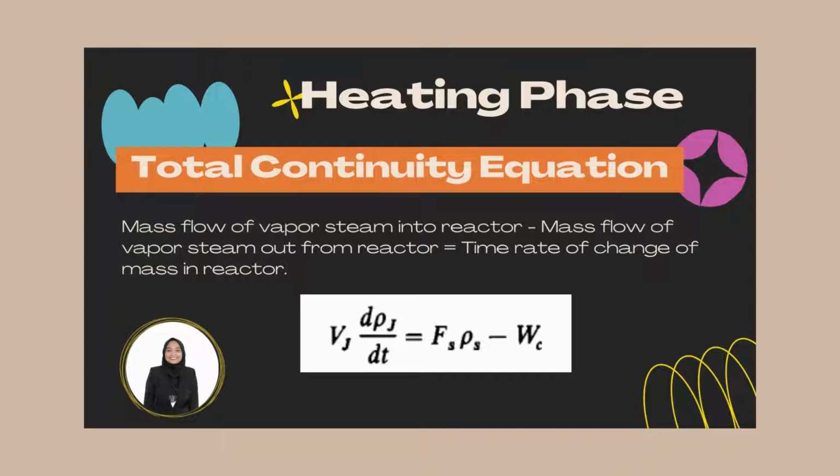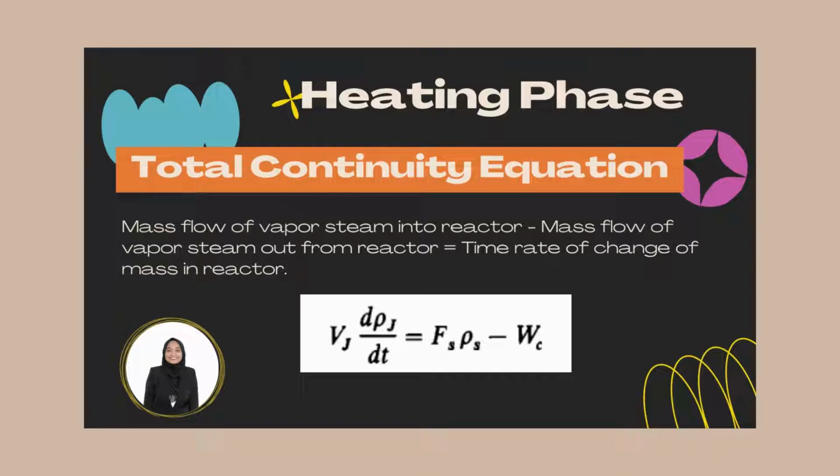The reaction is exothermic, since heat is released inside the jacket and there is a rate of condensation of steam leaving the reactor. The liquid condensate is assumed to be immediately drawn off through a steam trap. During heating, three equations may be needed: first, the total continuity equation; second, the energy equation; and lastly, the equation of state for the steam. For this example, we are going through the first equation, which is the total continuity equation.